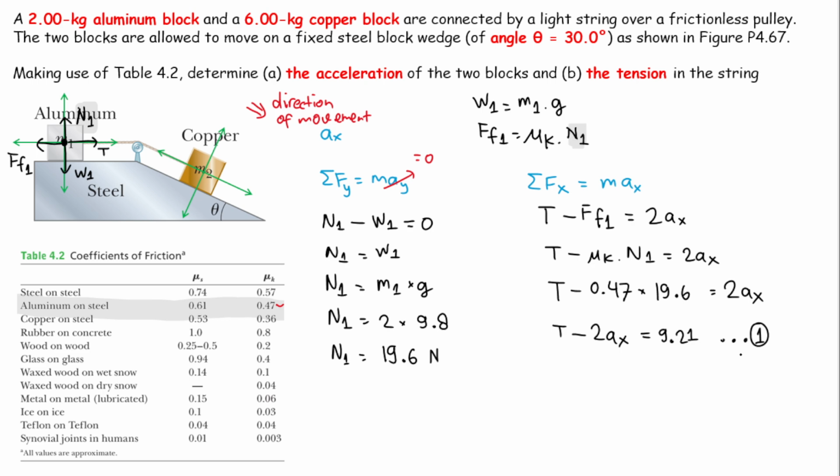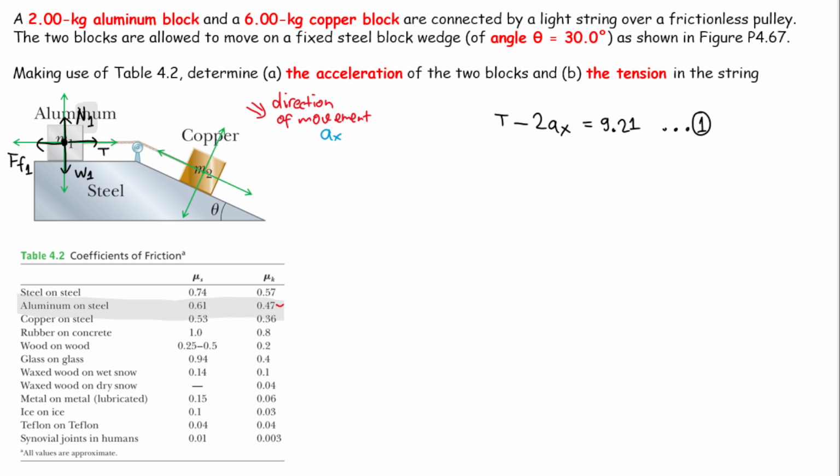Now let's move on to the copper block. We also need to draw all the forces. Let's do that. Let's draw all the forces that act on this copper block. Obviously, we have its weight, so let's name this W2. However, here we have some angles to the coordinate axes, so we need to project this into two components. And theta is here. So on the y-axis, I will have W2 cosine of theta.